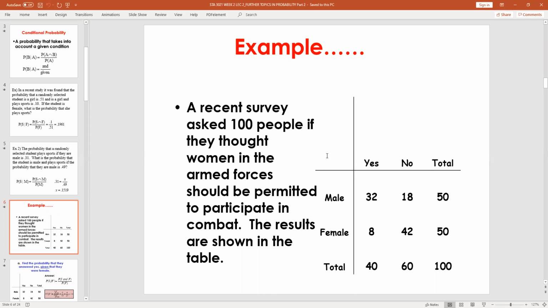Now, you conduct an opinion poll. You actually want to measure the perception of people about whether women in the armed forces should be allowed to participate in combat. In a survey, you use 100 people. Now, when you take a look at that, can you guys see what I'm pointing at right now? I'm pointing at the figure 100. Can you confirm if you're seeing that?